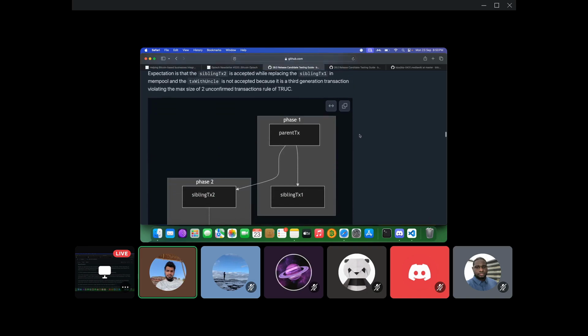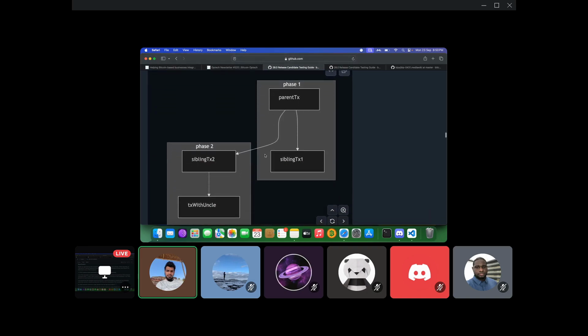Okay, so this is the first thing that we can experiment with, or the first observation of sibling eviction, meaning transactions that are at the same hierarchical level and do not conflict with each other per se.